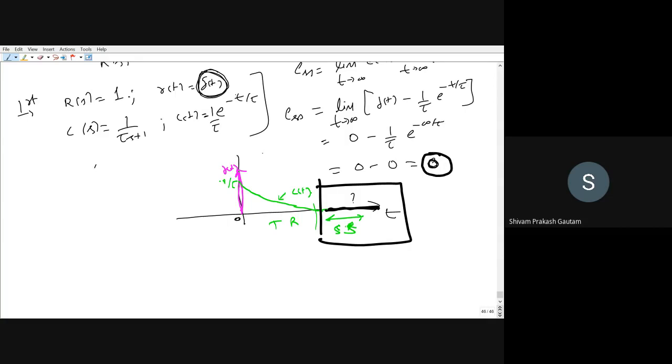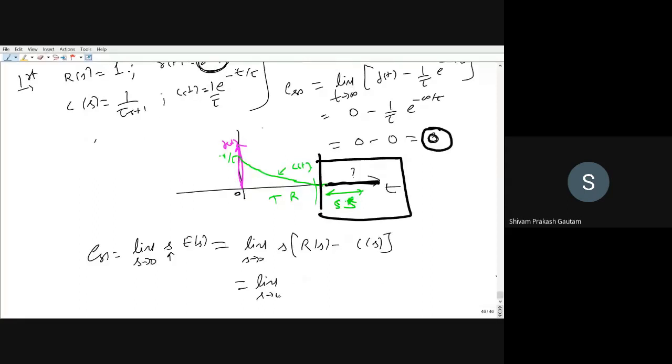Now we will see how to calculate error by using the final value theorem. That is limit s tends to 0, s E(s). This is the formula. S is a term, just keep in mind. Limit s tends to 0, s E(s), where E(s) will be equal to R(s) minus C(s). So limit s tends to 0, s into R(s).